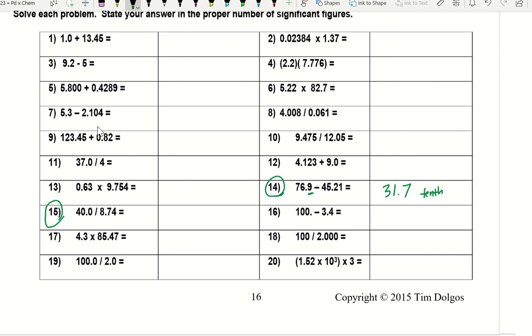How about number 15? This is a division problem. So you plug it into your calculator, please do, and you'll get your number. But you know it's a division, which means multiplication and division rules. They limit you to the least number of significant digits, which is 3 for each measurement. So it's 4.58 is our answer.